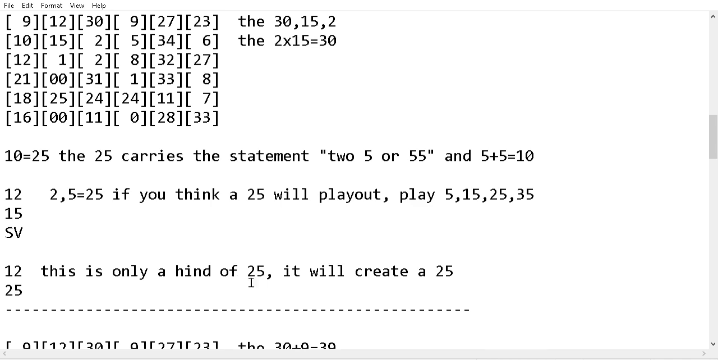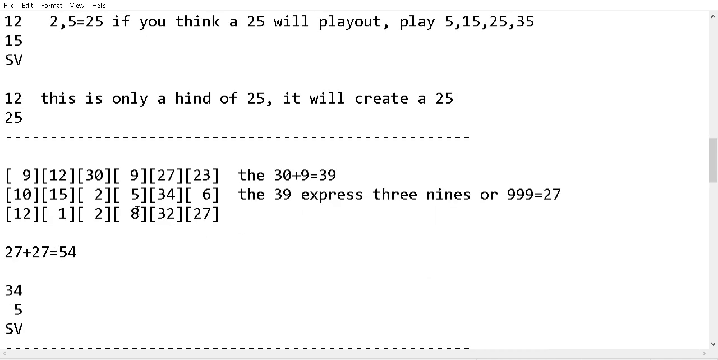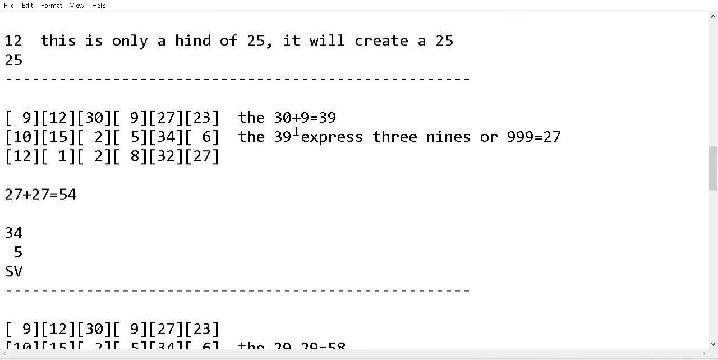All right, so let's go on to this concept here. Now we have 30 plus 9 is equal to 39, right? Whenever you get a 39, it could possibly sequence to a 27. Why is that? Because 39 carries the concept of 3 nines, or 999, and 9 plus 9 plus 9 is equal to 27. So this is why this 27 played out right here.